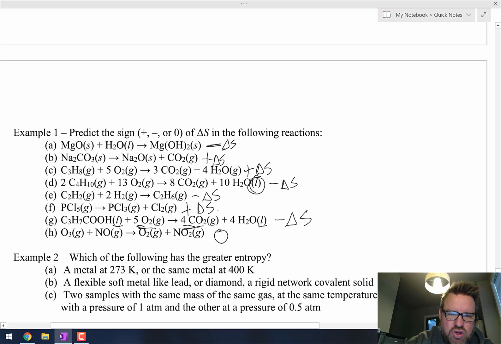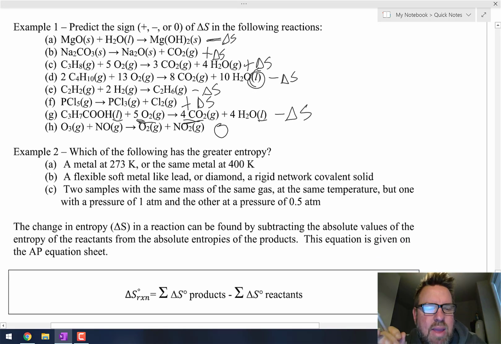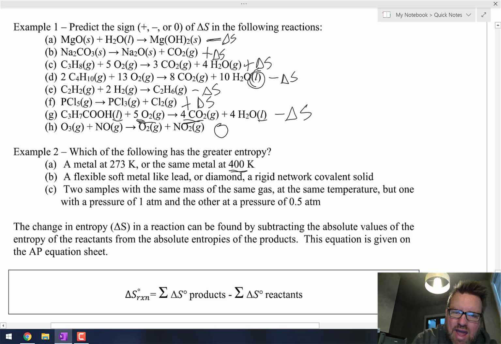Okay, example 2. Which of the following has the greater entropy, a metal at 273 or the same metal at 400? Again, at a higher temperature, you've got more kinetic energy. Remember, that's the number one thing that affects kinetic energy is temperature. So more kinetic energy, more disorder. So which one has the greater entropy? Absolutely the one at 400.